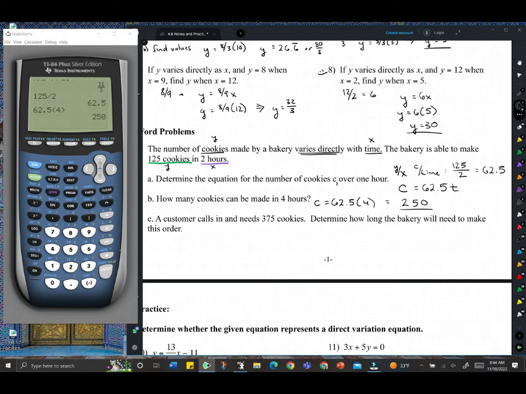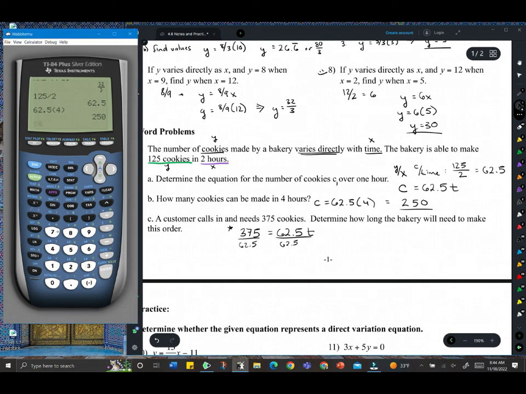Be careful with our last part here. So a customer calls in, needs 375 cookies. That is the y value. So you just need to be careful what we are finding. We are finding how long the bakery is going to take to make the order. So we set it up, 375 equals 62.5 times t. We divide that, and we get 6 hours of baking.